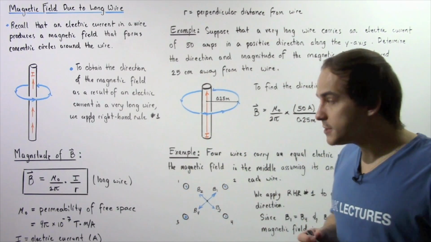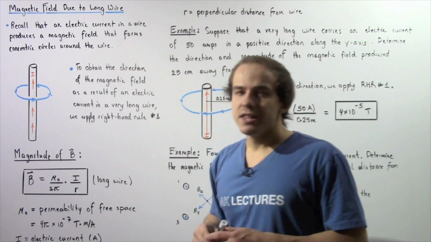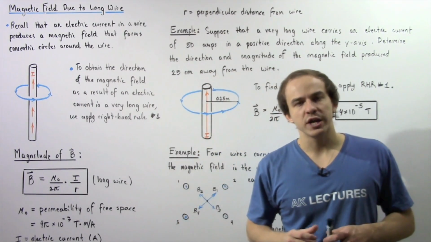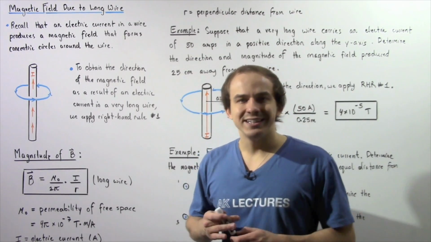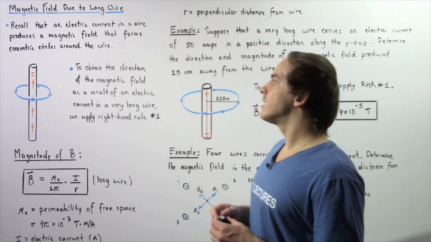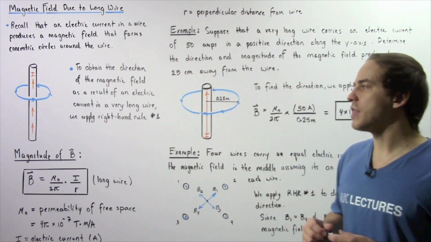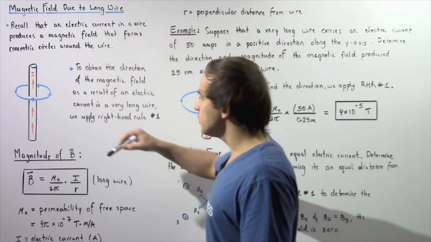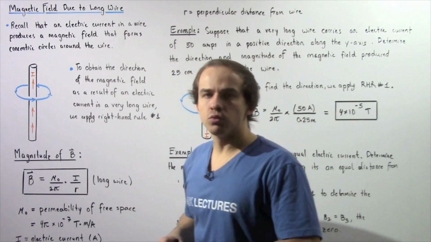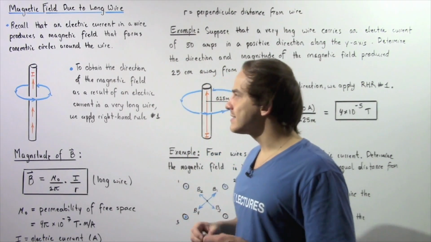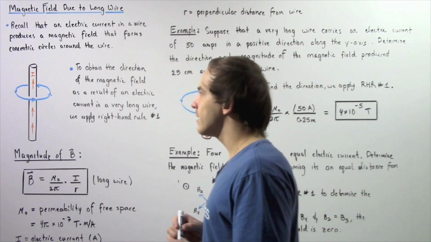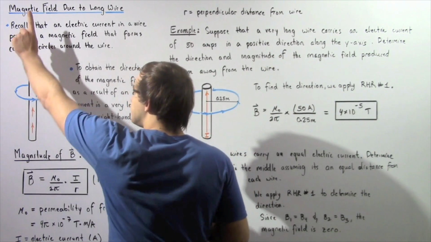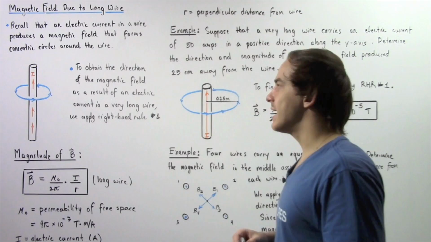So once again, let's begin by recalling that an electric current moving inside a very long straight wire produces a magnetic field that forms concentric circles around that particular straight wire. So let's suppose we have a very long straight wire that runs along the y-axis as shown in the following diagram. Now our electric current moves in the positive direction along the y-axis.